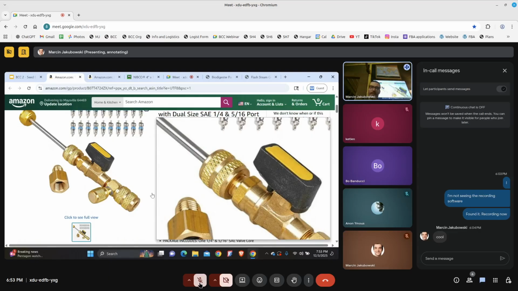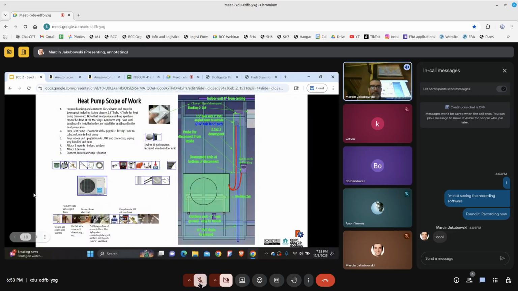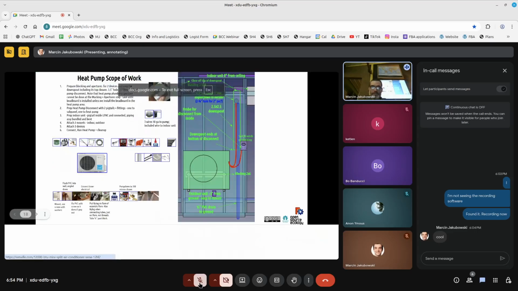I won't go into the details, but once you learn this, you can basically open up a port and then evacuate the interior heat pump unit without ever breaking the seal to the environment. It's all under pressure, like under vacuum actually. So there's a little skill involved in that. But yeah, that's the scope of work on a heat pump.